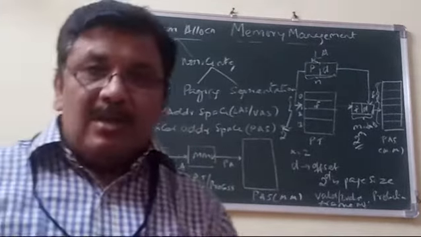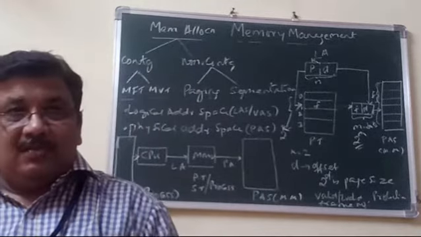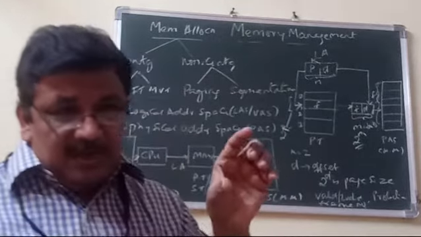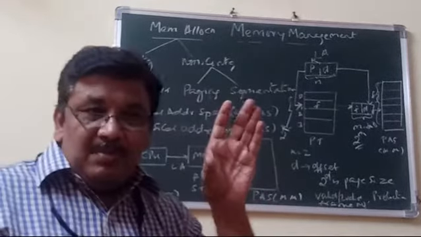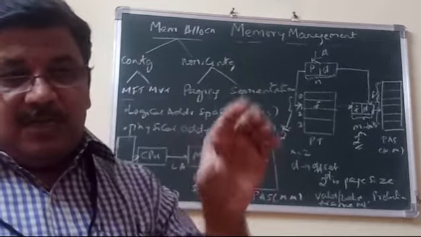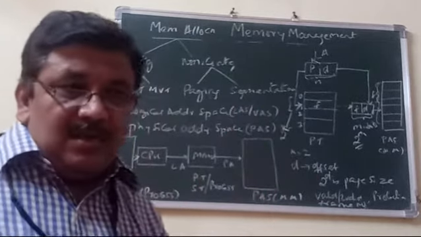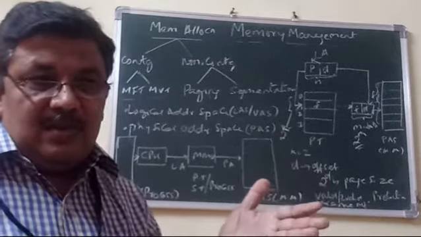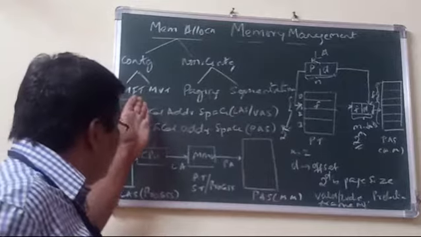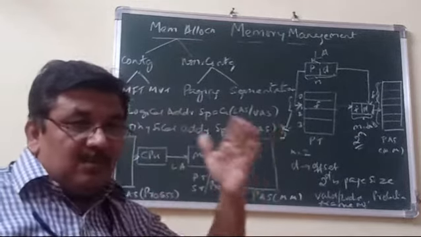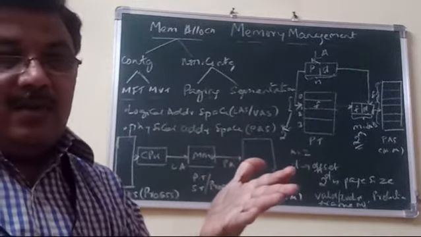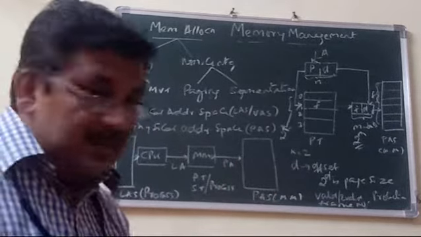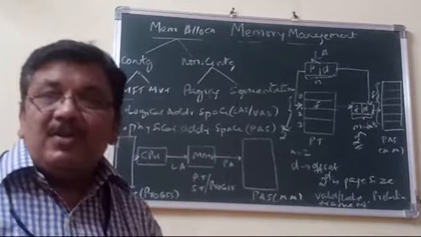MFT is multi-programming with fixed number of tasks, wherein the partitions are fixed. Partitions are fixed in the sense that they need not be of the same size. They may be of different sizes, and one partition is assigned to each process. As we have seen, the number of processes that we can run is equal to the number of partitions that we have. That is why it is called multi-programming with fixed number of tasks.